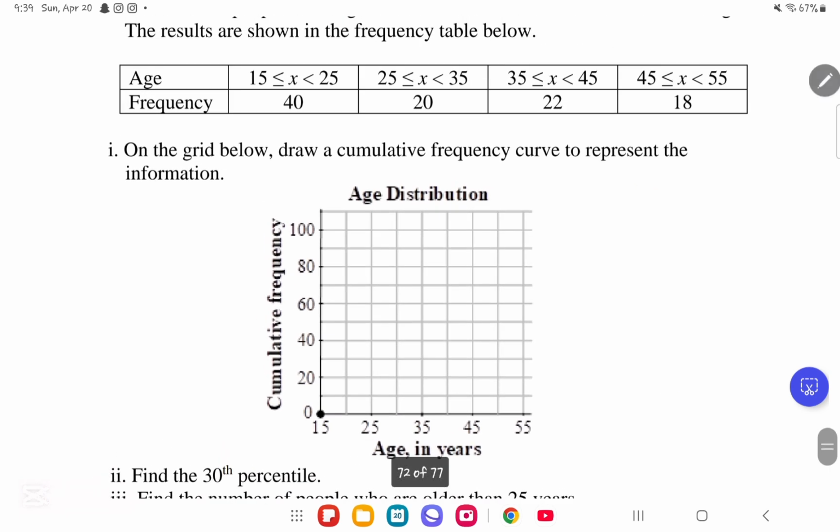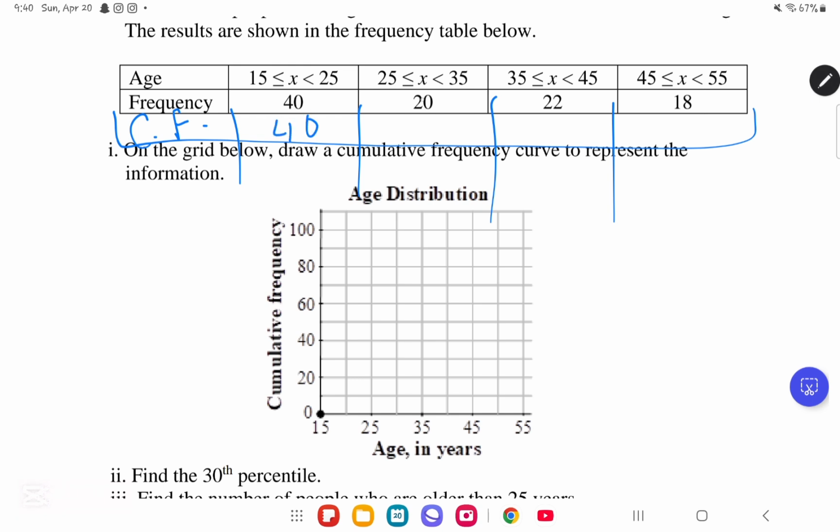So let us find the cumulative frequency very simply by adding all the numbers together. So this is 40, then 40 plus 20, 60, then 60 plus 22, 82, then 82 plus 18, this is 100. Now for the age, you always take the last age. So at 0, it's going to be 15. But at 25, it's going to be 40. So 25, you're going to choose the point 40. Then at 35, you're going to get 60.